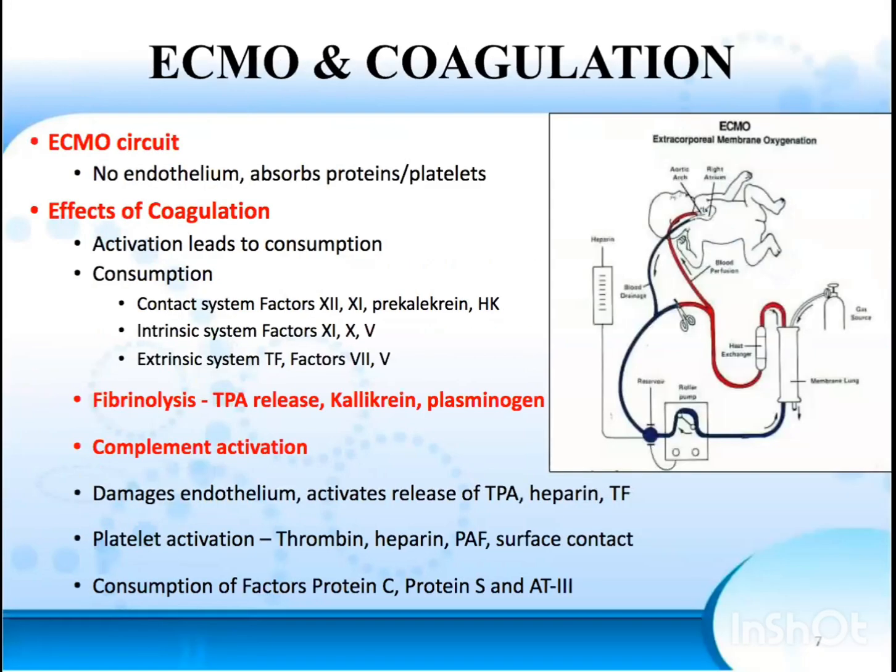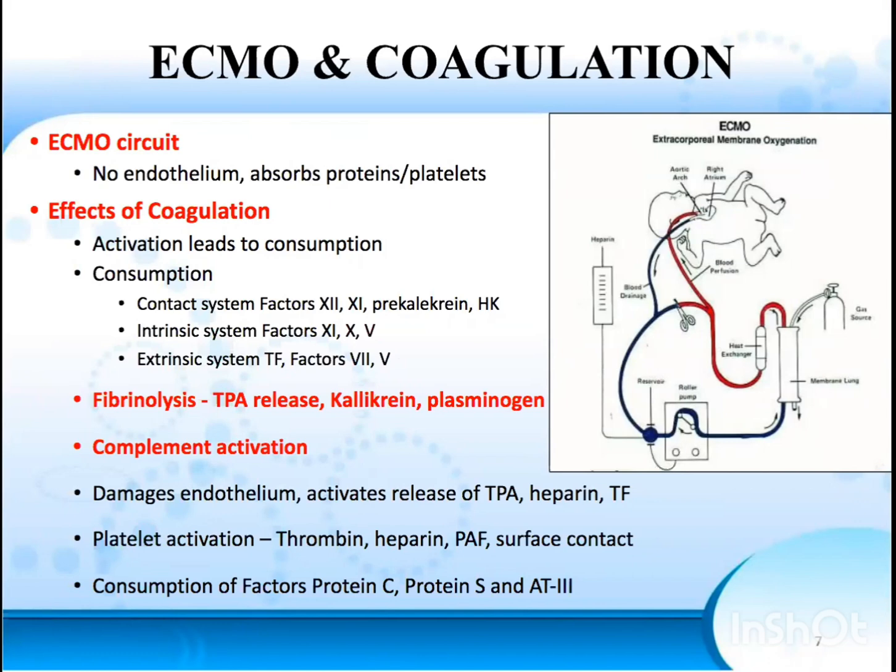And in ECMO, remember, there is no endothelium. You're working on an artificial endothelium. So obviously, with an artificial endothelium in place, the absorption of proteins and platelets will be like a consumptive coagulopathy. They'll undergo more denaturation. There would be activation leading to consumption of all the factors: your tissue factor, factor 5, factor 7, factor 10, factor 11. All your prekallikrein and your bradykinin complement pathways will also be activated.